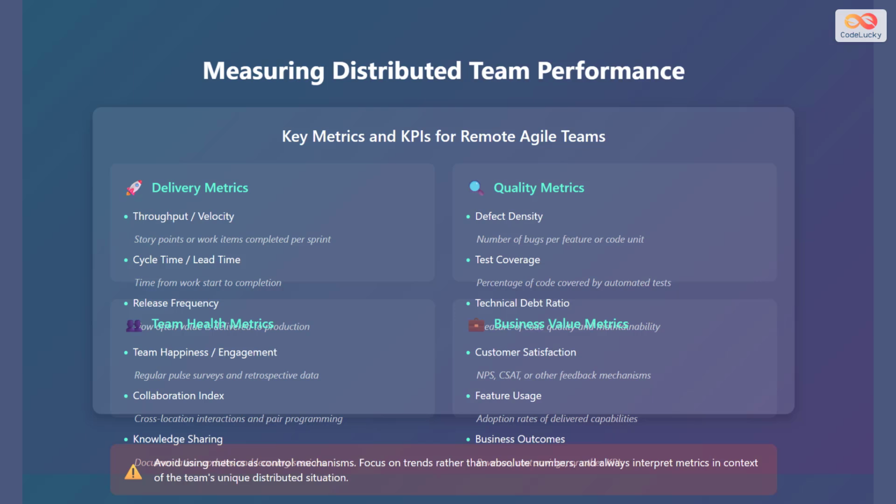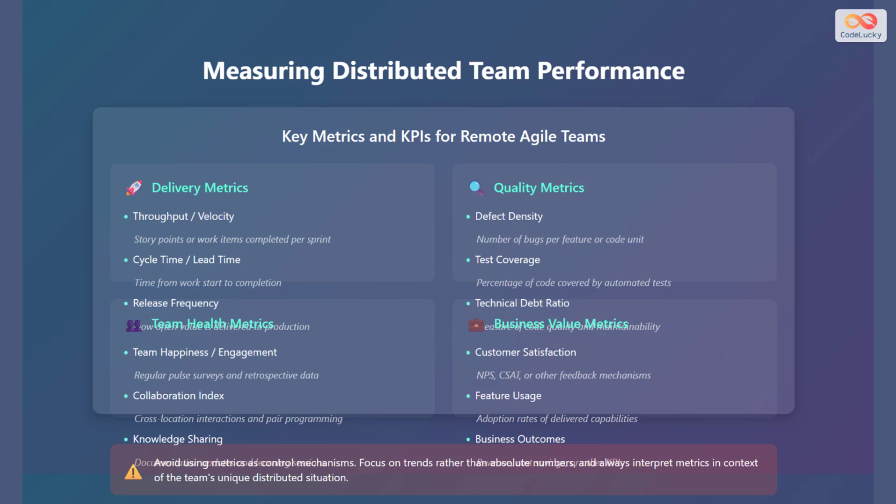Let's discuss measuring performance. Here are some key metrics and key performance indicators for remote Agile teams. First, let's look at delivery metrics such as throughput or velocity. This can be story points or work items completed per sprint. Cycle time or lead time is the time from work start to completion. Release frequency is how often value is delivered to production. Next, let's discuss quality metrics, such as defect density, which is the number of bugs per feature or code unit. Test coverage is the percentage of code covered by automated tests. Technical debt ratio is the measure of code quality and maintainability.